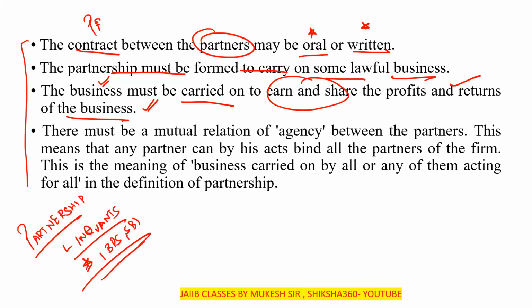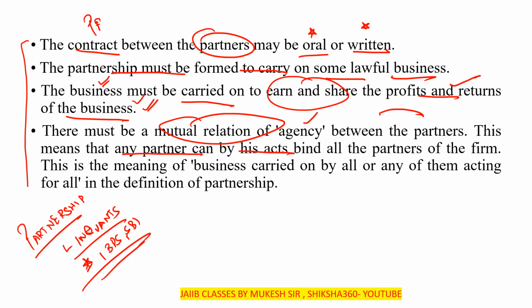So the business must be carried on to earn and share the profits and returns of the business. There must be a mutual relation of agency between the partners. This means that any partner can bind all the partners of the firm. If any partner is doing any work, it affects the others also.